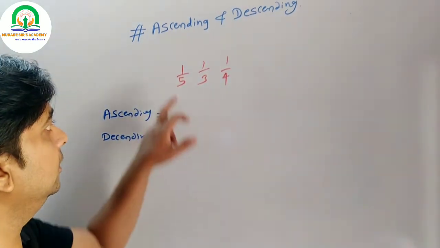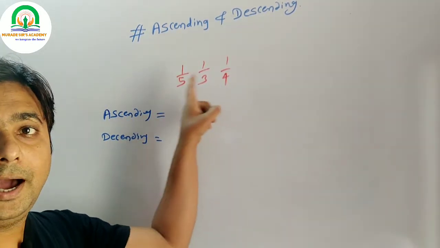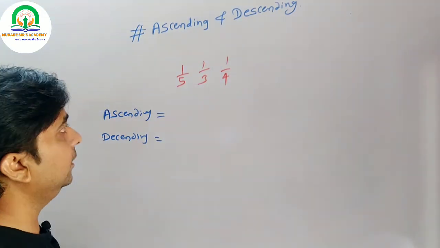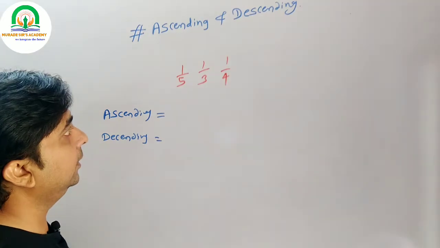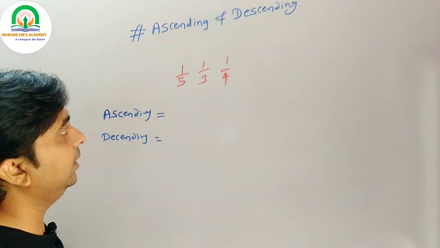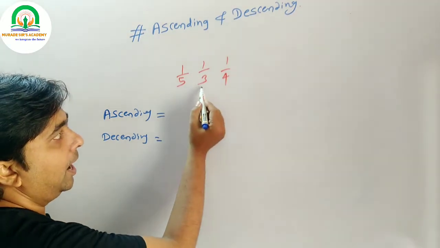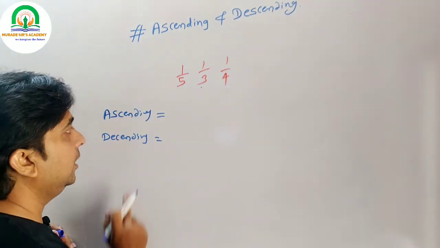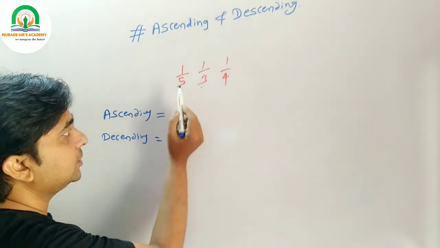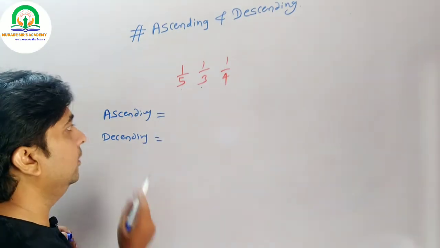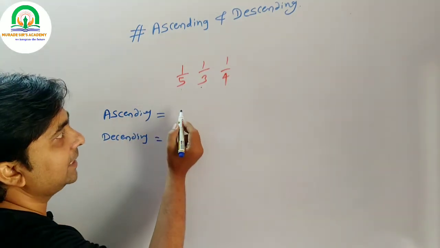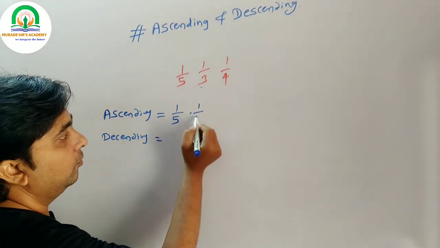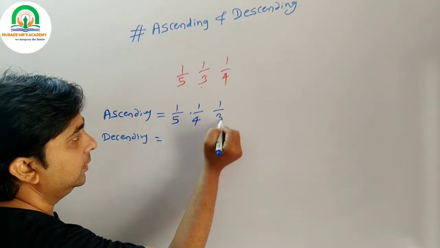Okay. Next one, if the numerators are the same and the denominators are different, we have seen that the number with the smaller denominator is the greatest number. Okay, and the one with the greater denominator has the lesser value. So ascending means who is the least? 1 upon 5 is least, then 1 upon 4, and then 1 upon 3.